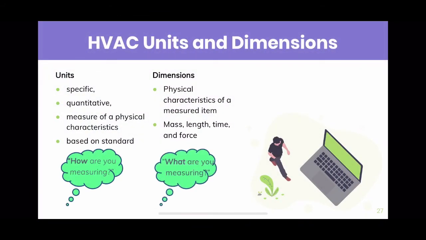So what is the difference between units and dimension? Units are specific, quantitative measures of a physical characteristic, and it's based on one standard. The standard that we use here in HVAC systems is the ASHRAE standard, of the American Society of Heating and Refrigeration. Alright, basically units are what we measure using components and equipment. Dimensions are the physical characteristics of what you are measuring, such as mass, length, time, force, and maybe coolness, and wet bulb, and dry bulb, and so on and so forth, right?